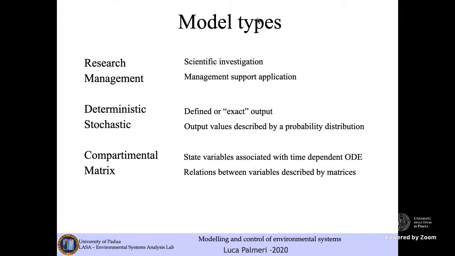While matricial models are models by which the relationship between state variables may be described by matrices. And this is the first very useful way of starting to conceptualize the mathematical model of an ecosystem by normally introducing a matrix linking various state variables. We will see more about that later.